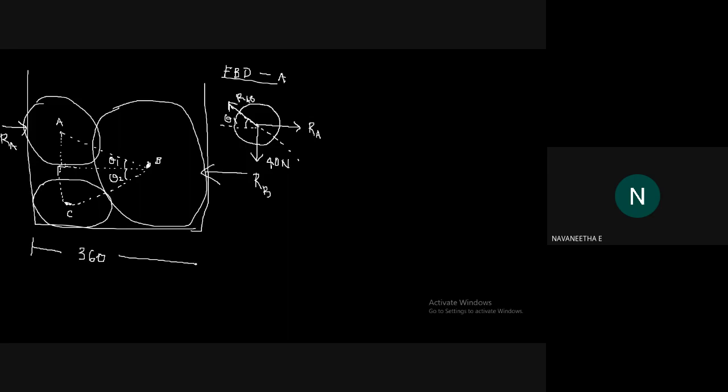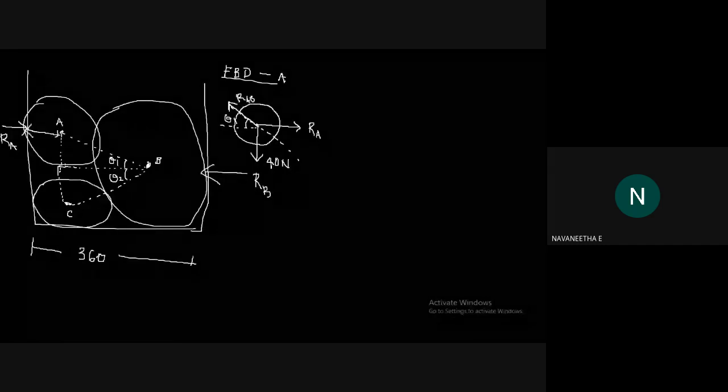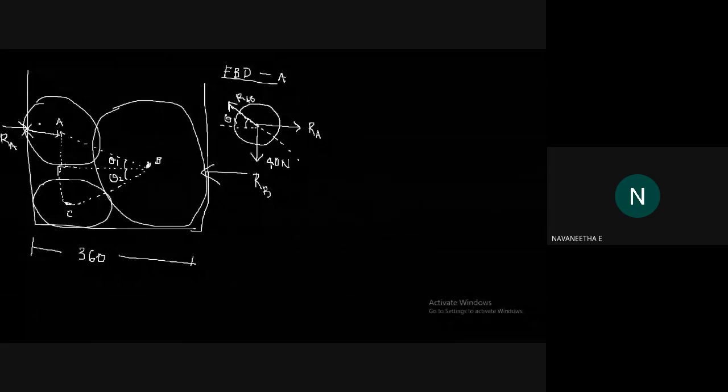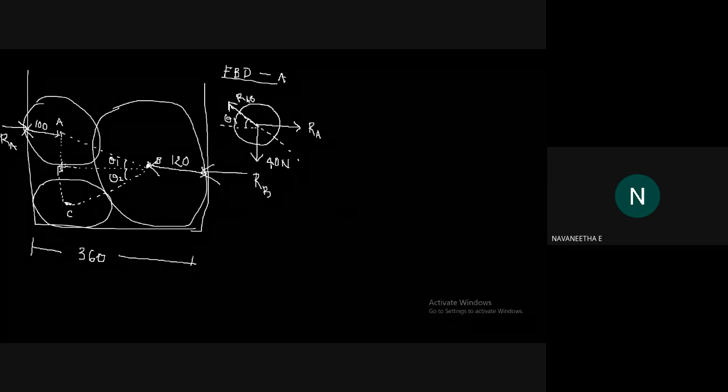360. Also we know from the left hand vertical wall to the center A. Center of the cylinder A is what? Its radius. Okay, it is 100. It is also given in our question. And also from center of B to the right hand vertical wall, it is the radius of ball B. It is 120. So what is the distance from this point to this point?